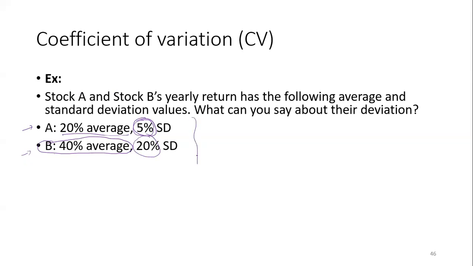So in order to compare these, one way is using the coefficient of variation. Let's find the per unit standard deviation. That's equal to 5% divided by the 20 average, which is 1 over 4, or 0.25, or 25%. This is the CV of A. How about the CV of B? That's equal to 20 divided by 40, which is equal to 0.5 or 50%.